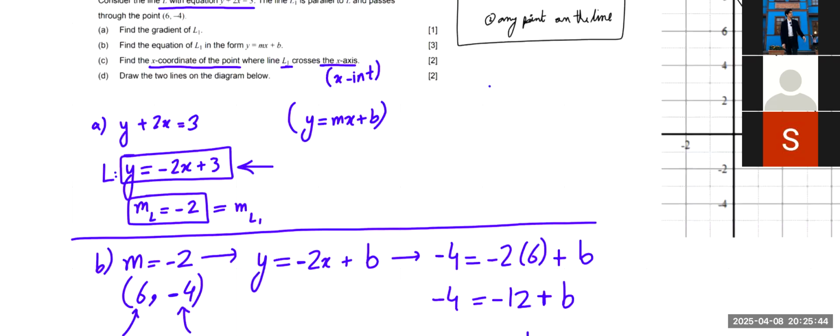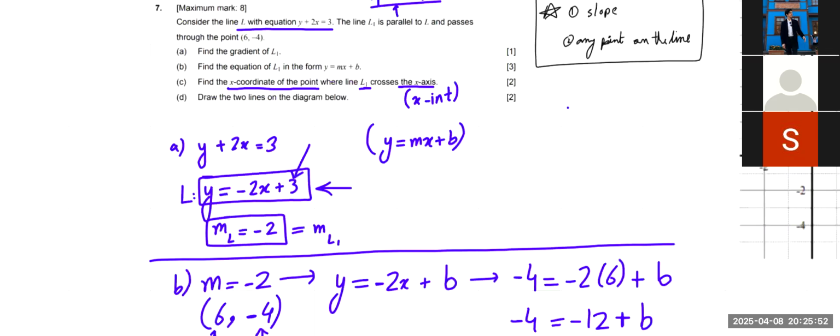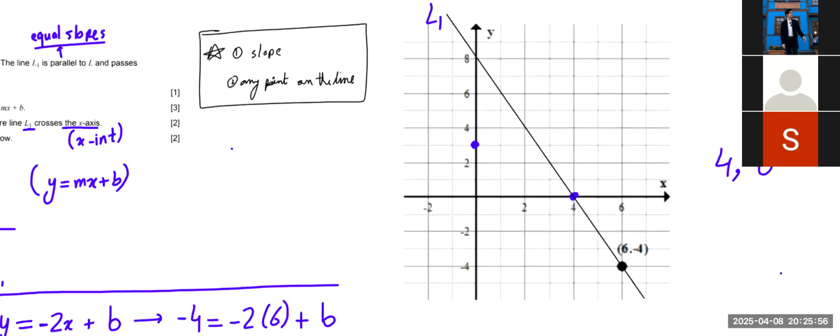So how do we find the 2 points that we need? First point is easy. Just look at this value because that is the y-intercept. We already know directly from the equation that this is where the line passes through the y-axis. But we also need one more point.